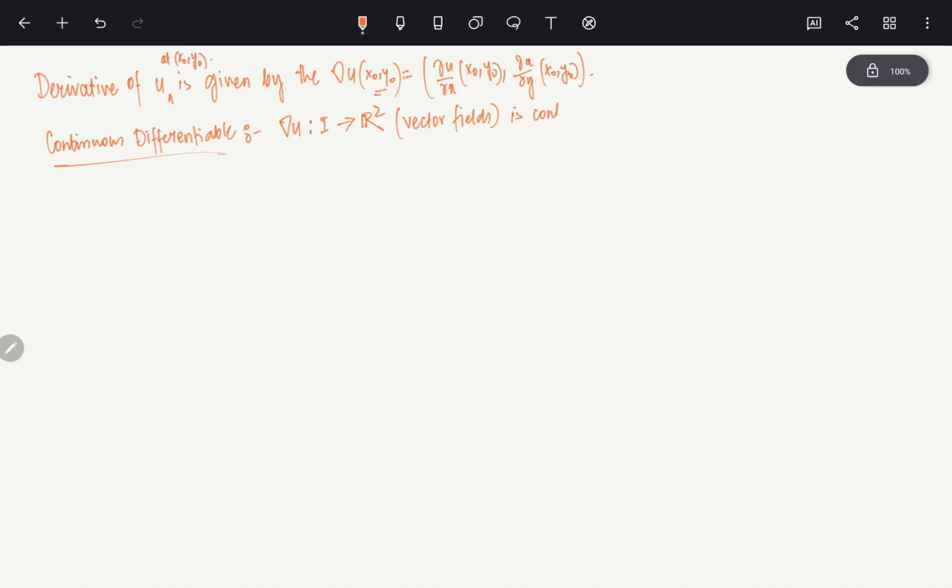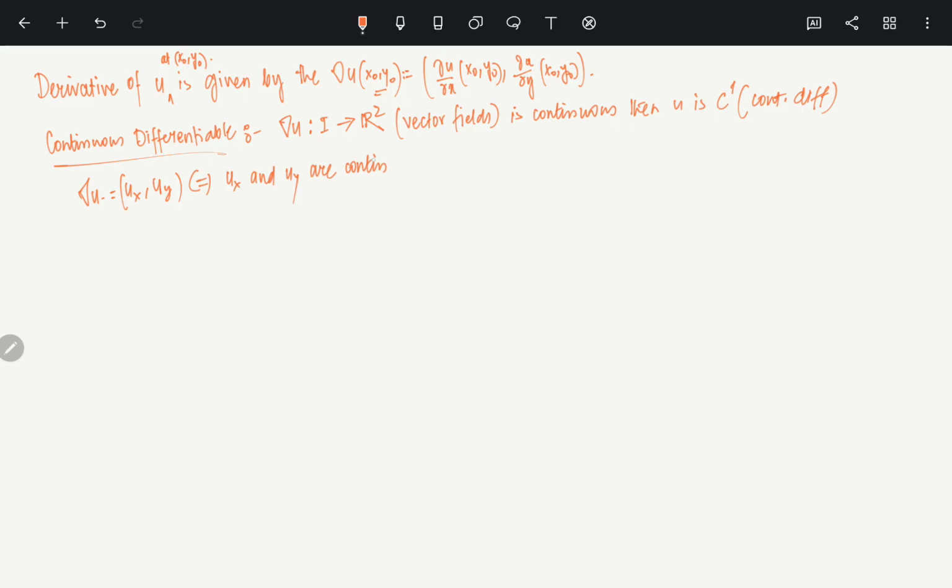So basically, if the gradient of u is continuous, then u is C1, or continuously differentiable. This is a shorthand notation which I am going to use in this course. So what does that mean? The gradient of u is basically (ux, uy). If I am saying the gradient of u is continuous, that implies that both ux and uy are continuous functions.